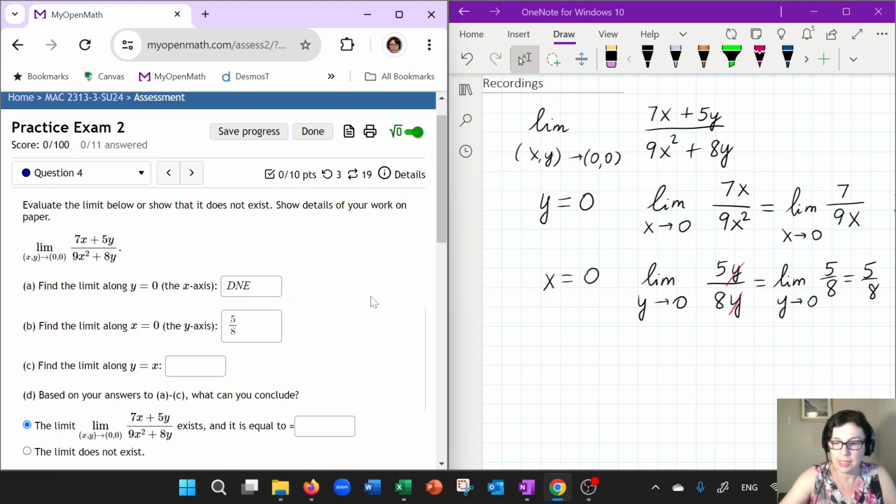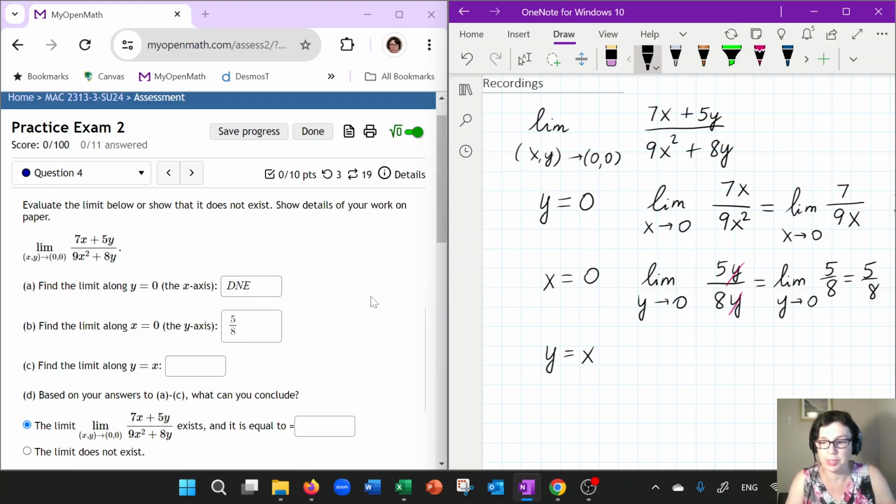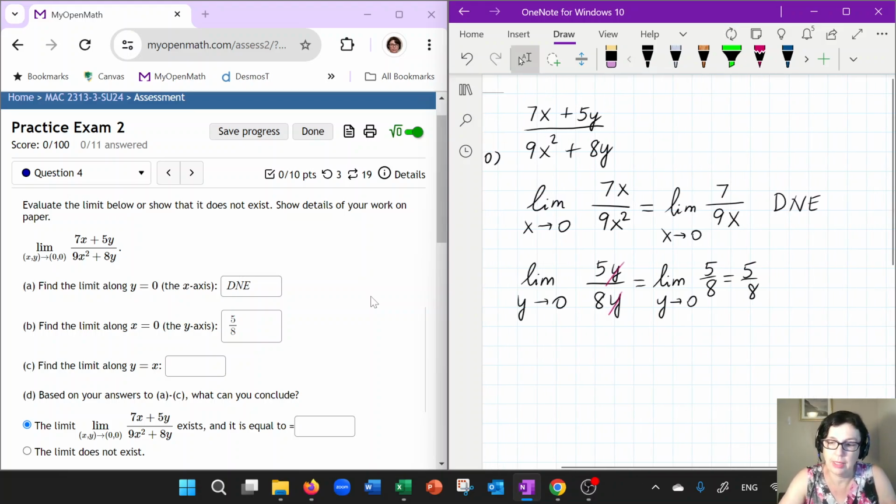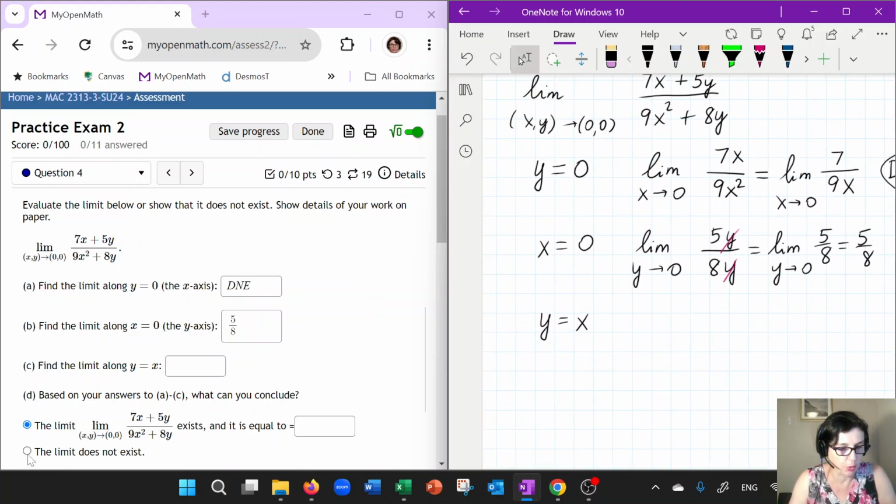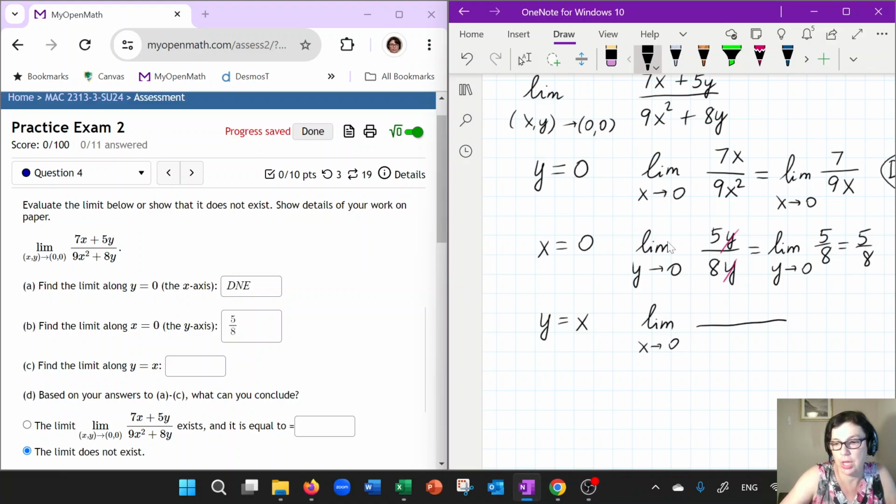Okay, now the last one is y equals x. Actually, since we got does not exist over here, the overall limit will not exist. We already know that, but we just need to fill out the rest. So now along y equals x, x is going to approach 0, and we're going to change y into x and simplify. So we've got 7x plus 5x divided by 9x squared plus 8x.